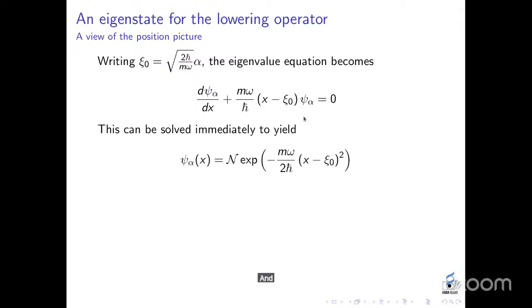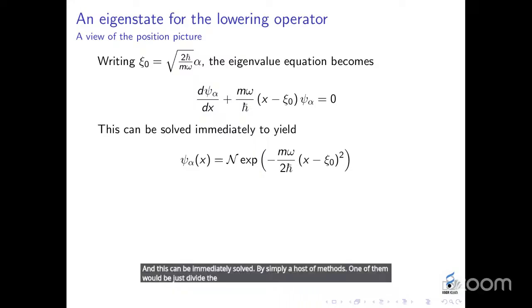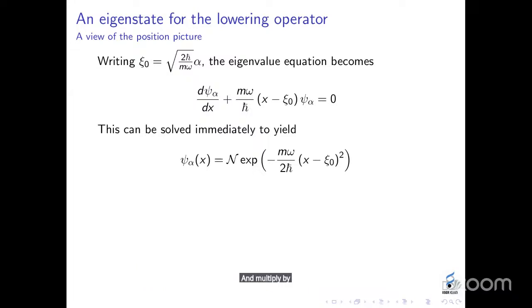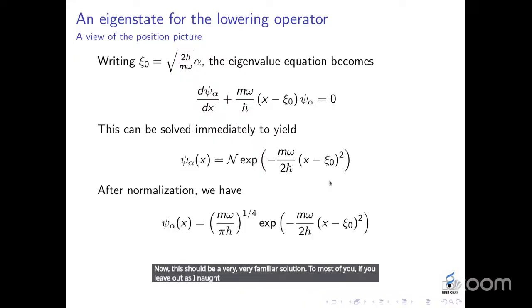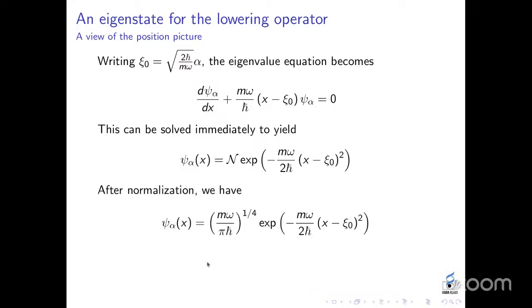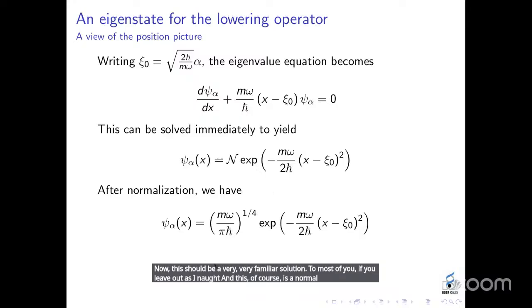And this can be immediately solved by a host of methods. One of them would be to just divide the whole thing by psi alpha, multiply by dx and integrate. And you get this solution. Now, this should be a very familiar solution to most of you. If you leave out the xi naught, and this, of course, is a normalized version of that.